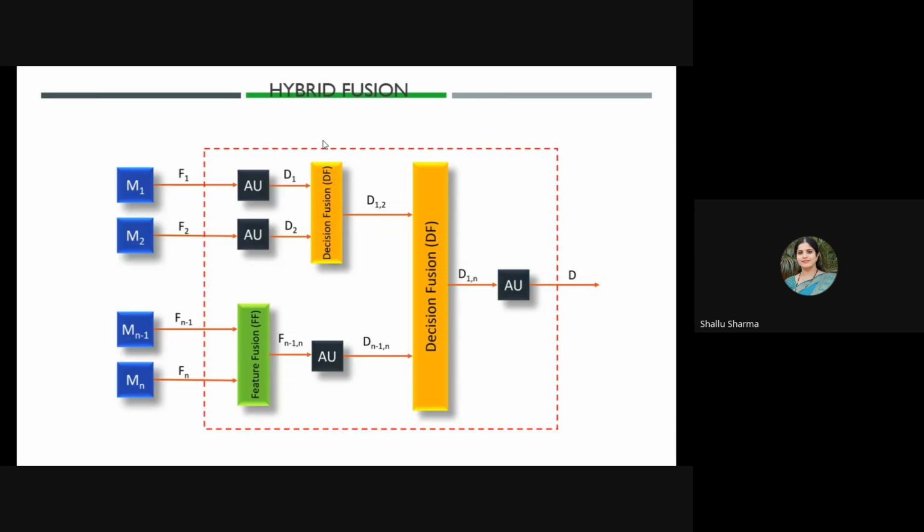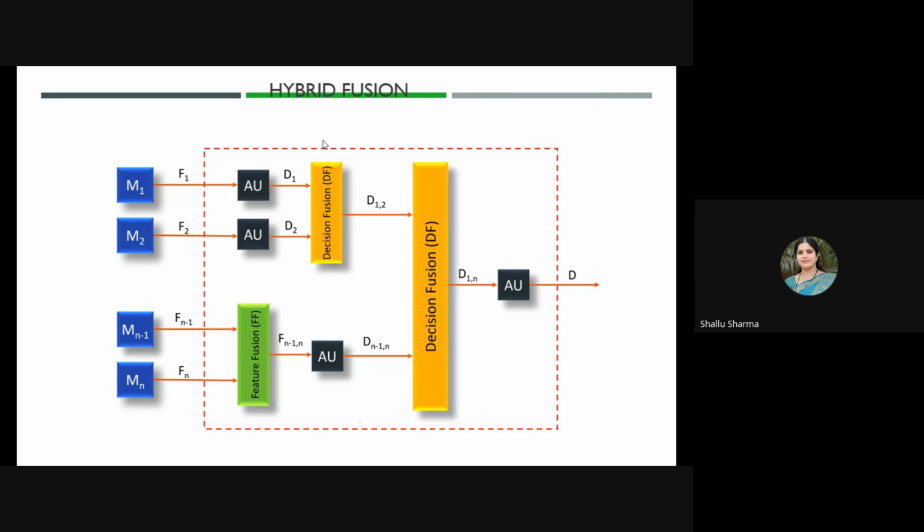And the next one is hybrid fusion. In that case, for modality 1 and modality 2 features, we are performing decision fusion. However, for the rest of the modalities, we are performing feature fusion. And after that, from the decision fusion and from the feature fusion, whatever decisions we have from these two fusions, we again consider the final decision from the fusion of their decisions. So this is the hybrid fusion model, the manner in which we develop our classification model.